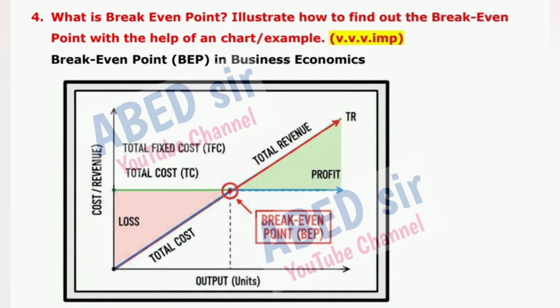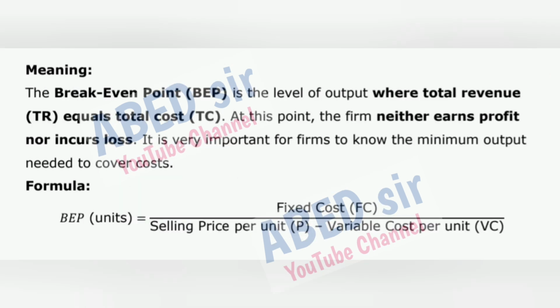Break-even point, BP, in business economics. Meaning: the break-even point, BP, is the level of output where total revenue, TR, equals total cost, TC. At this point, the firm neither earns profit nor incurs loss. It is very important for firms to know the minimum output needed to cover costs. Formula: BP units is equal to fixed cost, FC, divided by selling price per unit, P, minus variable cost per unit, VC.